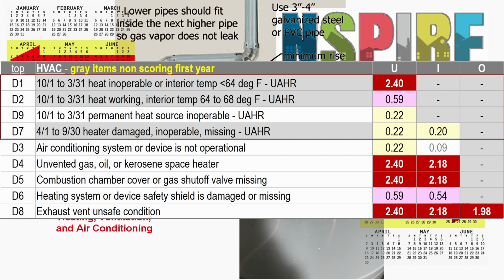So once we've got those out of the way, the rest is pretty simple. Deficiency 3, the air conditioner's not working. It's a moderate severity deficiency. And we're going to assume that this is during the air conditioning season. We're not checking the air conditioner during the winter. Deficiency 4, they've got an unvented heater in the unit. That's life-threatening. Deficiency 5, you got a missing combustion cover or gas shutoff valve. That's life-threatening. Deficiency 6, you've got a damaged or missing heat shield. That's severe.